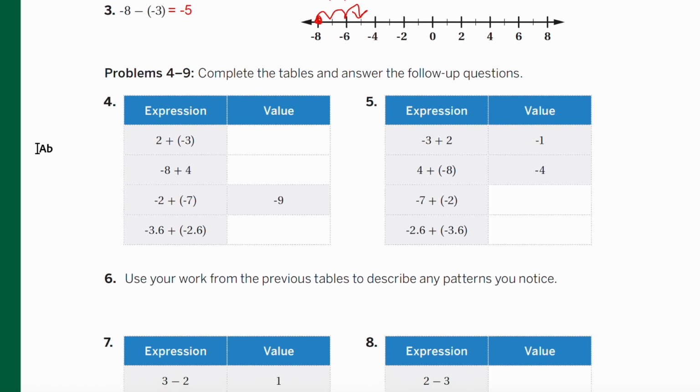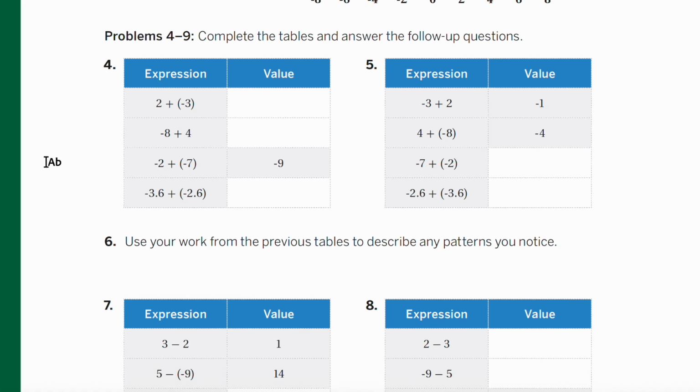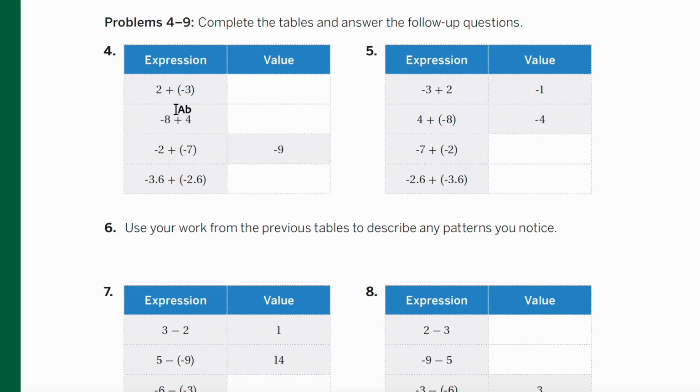Let's go on to problem number 4. It says complete the tables and answer the follow-up questions. So for this we have a series of expressions and we want to give the value to it. The first one is 2 plus negative 3. So we're going to start at 2. We're going to move down 3 spaces. So we'll end up at negative 1.